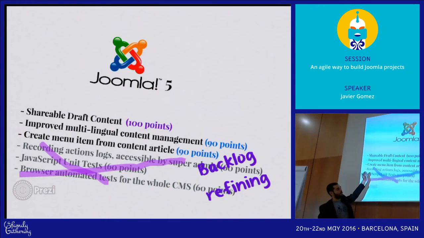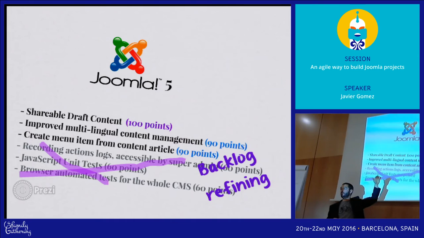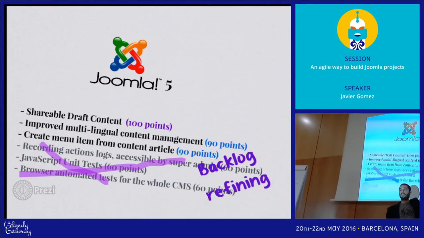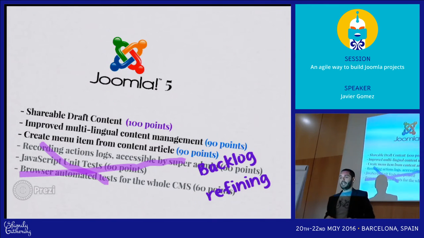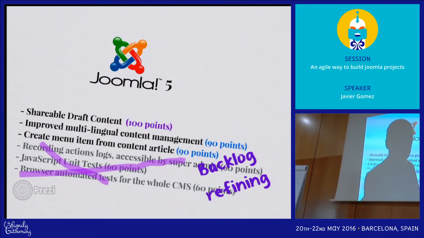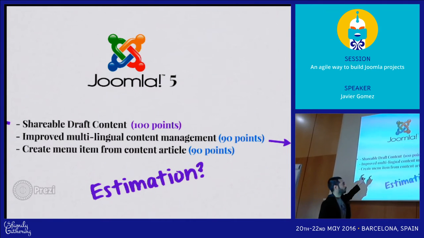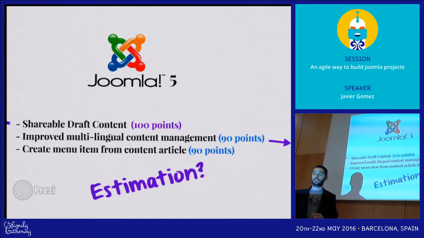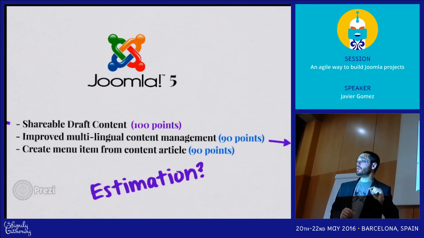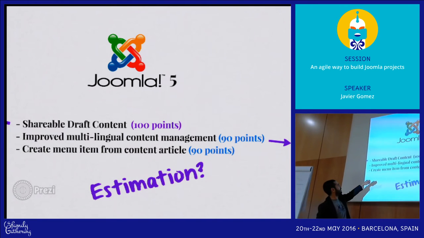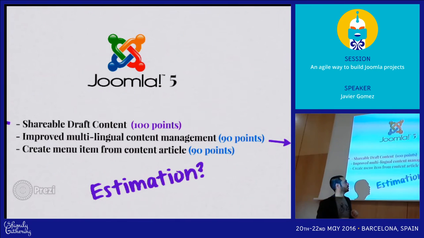And usually what happens in some companies, if they use 0 to 100 points for adding business value to the tasks, is that the tasks under 65 points are just not going to happen ever. So you can scratch them, do them for later. In this case, we are removing 3 tasks that we don't think are valuable for the market right now. So now we have a short list, and we are going to ask the team to do an estimation. So we need to estimate these 3 tasks: shareable draft content, improved multilingual content, and create menu item from the content article.